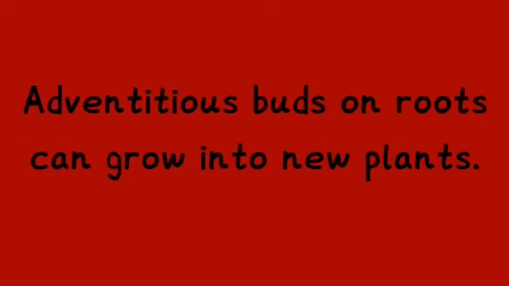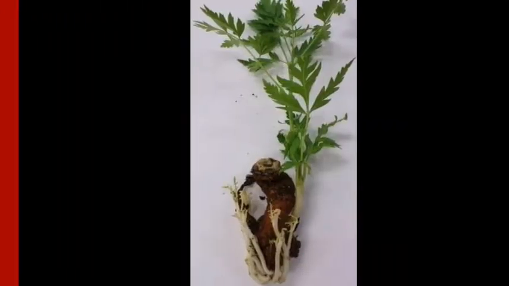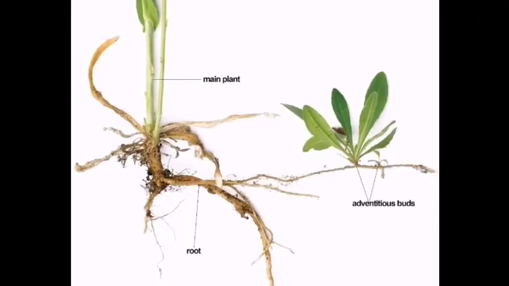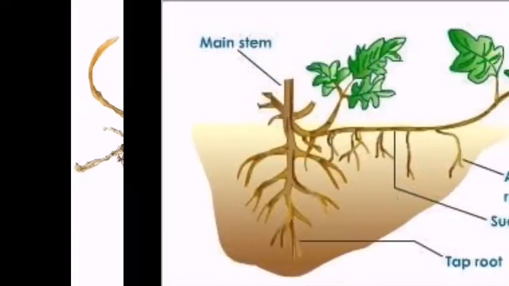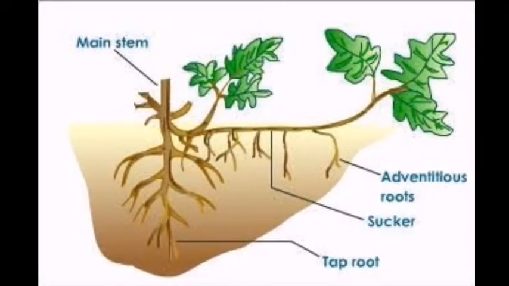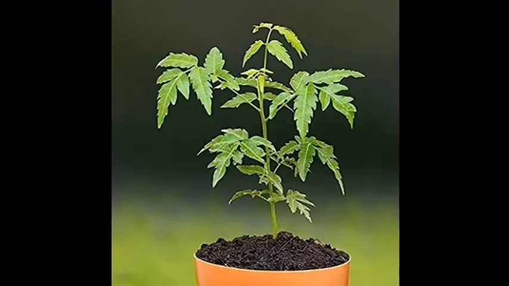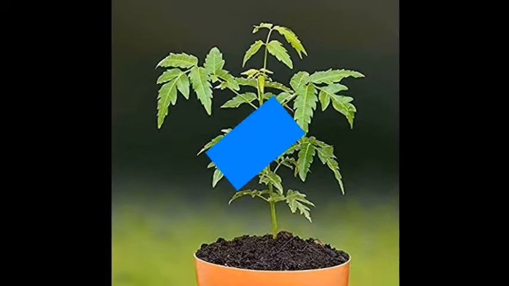Adventitious buds on roots can grow into leafy shoots. In some plants, additional buds are formed on the roots, and these buds can develop into new plants. Some plants like guava, neem, etc. produce flowers and seeds. Even then, they produce adventitious buds in the roots, and these buds develop into new plants.